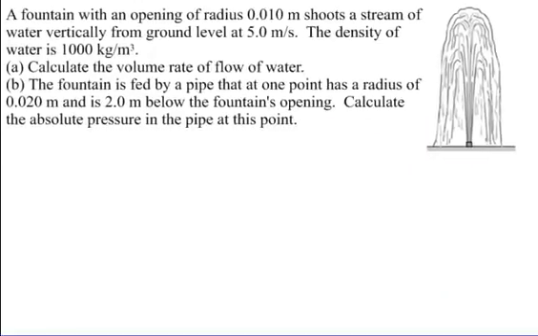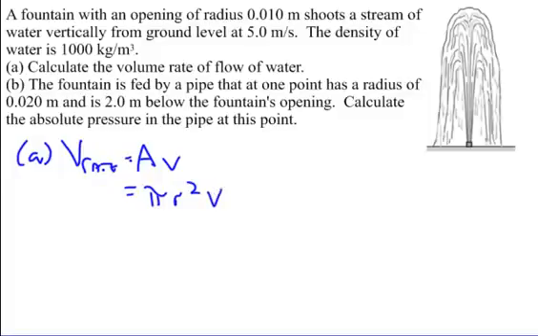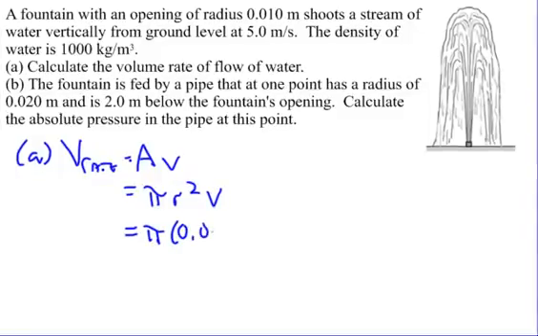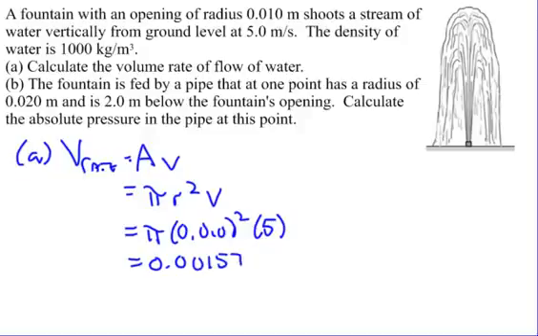Here we have a fountain. It has an opening of radius 0.01 meters. It shoots water directly vertically at 5 meters per second, and the first thing we want to find is our volume rate of flow. My volume rate of flow is of course my area times my velocity. My area is pi r squared. I have a circle times velocity, so I have pi, my radius 0.010 squared, and my velocity is of course 5 meters per second, and I end up getting for my volume rate of flow 0.00157, and of course volume is meters cubed, rate is per seconds. And so that is the answer to A, my volume rate of flow.